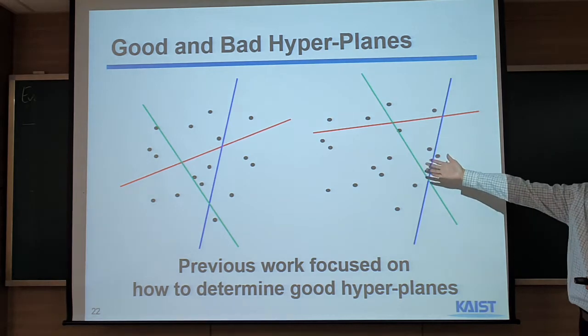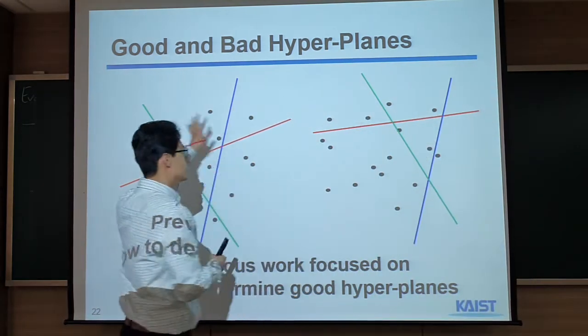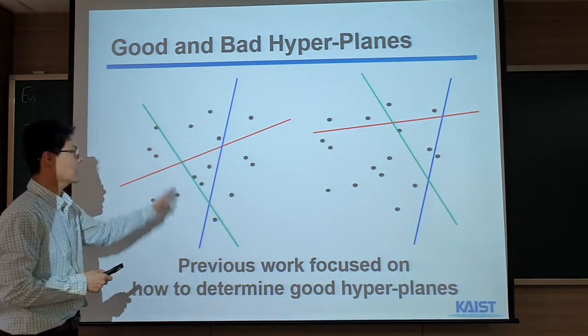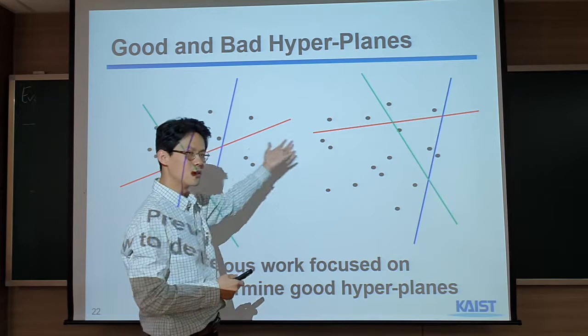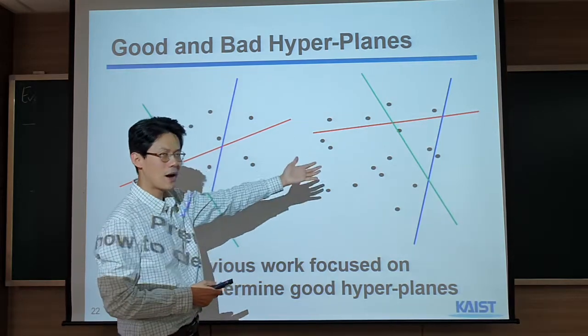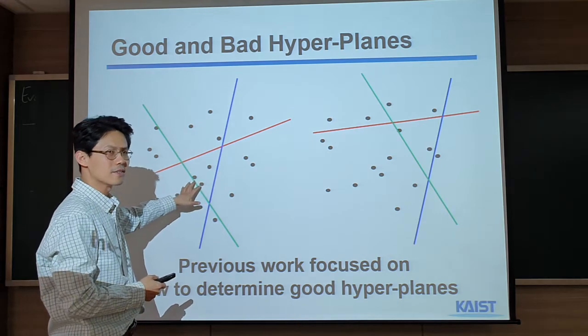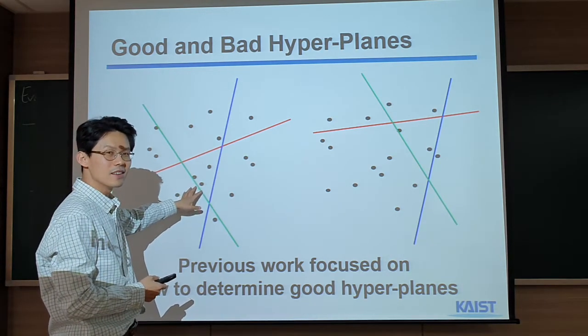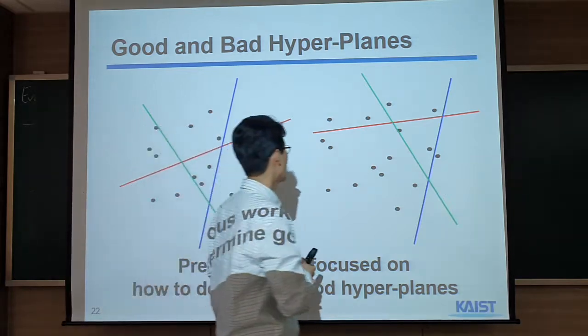So here is the slide. Here I have two examples. Given the same data set, we can construct the hyperplane in this way or that way, right? Which one looks more promising to you? The first one. Can you explain why? It's balanced. Yes, well balanced, right? That's correct. That's the main reason.